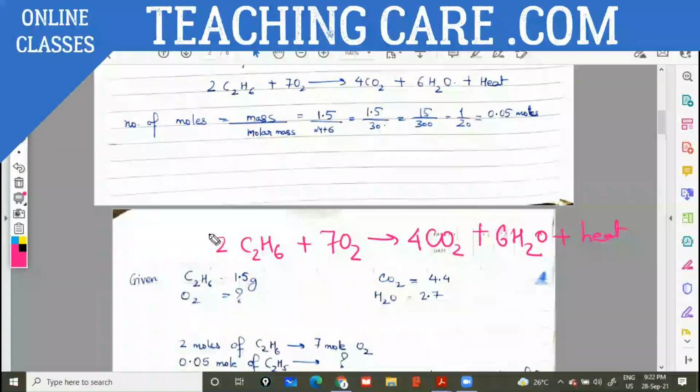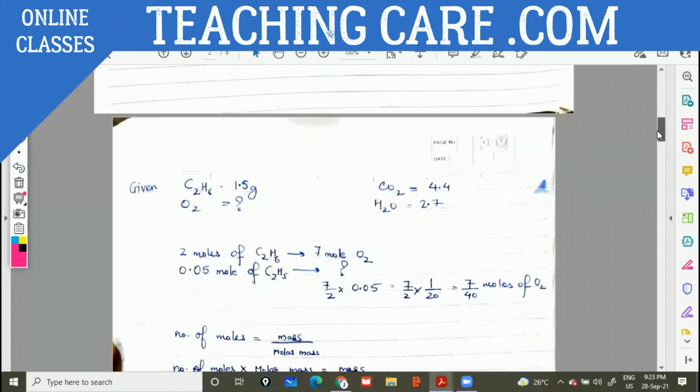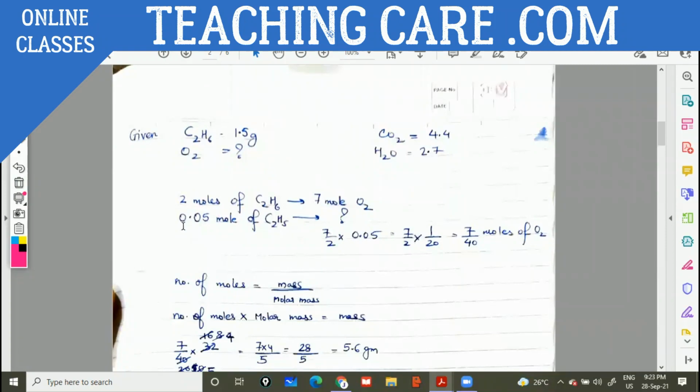So, 2 moles of this will use 7 moles of oxygen to give you this product. So, as per the mass given, that is 1.5 gram, will give you a mole of 0.05 moles. So, for that very much weight, how many moles of oxygen will be utilized, that you need to find out. Clear? Yes, ma'am. Clear till here?